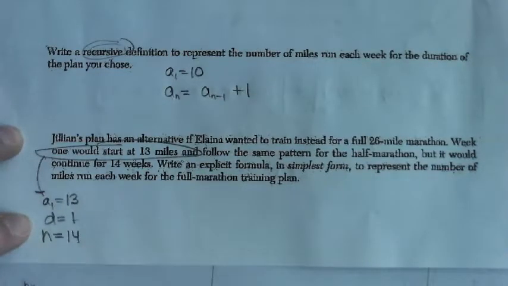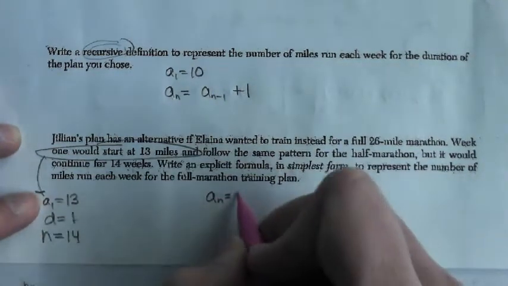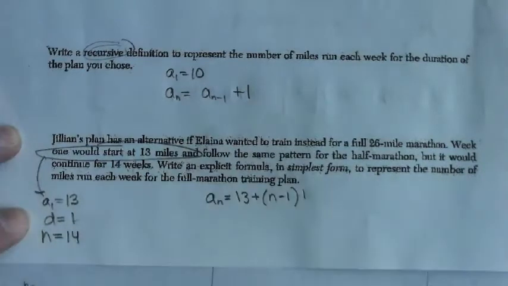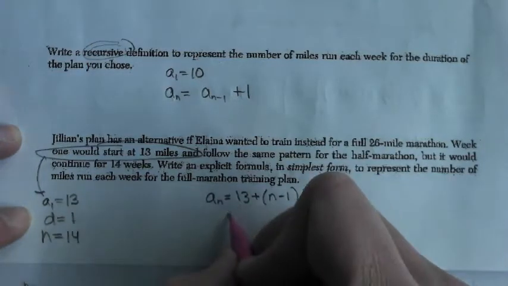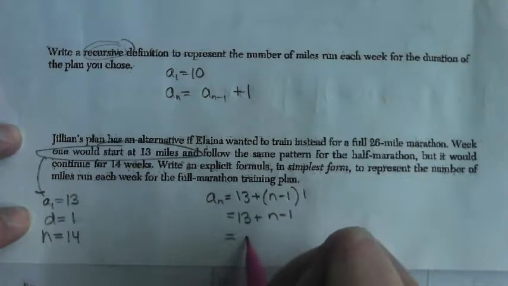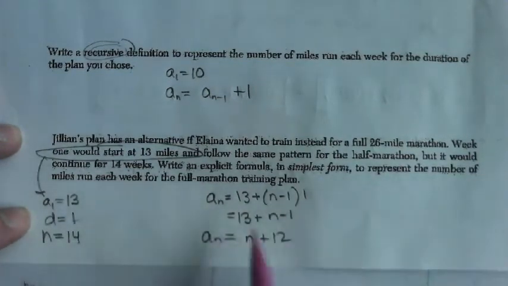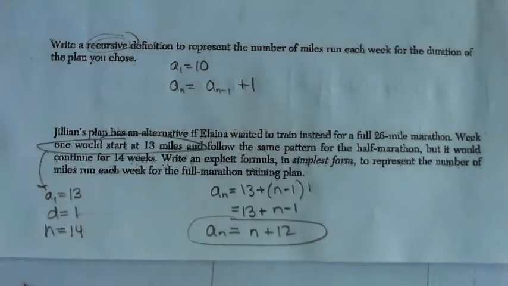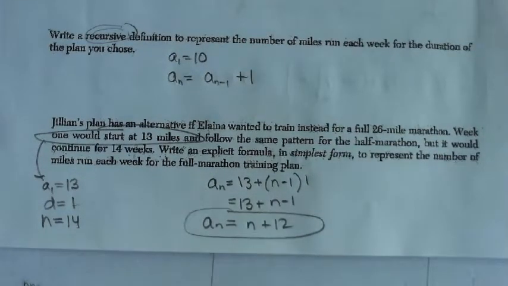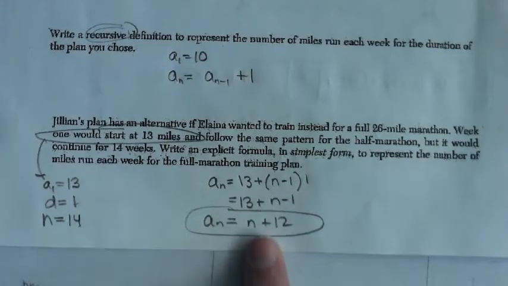Now it's asking you to write an explicit formula. So now we're going to a sub n equals a sub 1, which was 13, plus n minus 1 times the common difference of 1. In simplest form means we just have to distribute and combine like terms. Distributing the 1 doesn't really do anything, and we get n plus 12. And that will be more useful if we're asked, well, what do we do during the 14th week? For this, if you have the explicit, you just plug in 14. 14 plus 12 is 26.